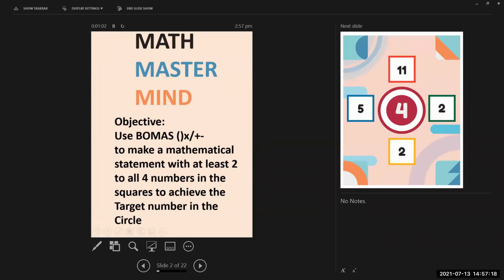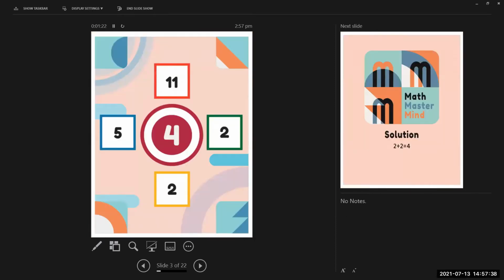Okay. So the objective of Math Mastermind is basically to use BODMAS. So BODMAS is basically brackets, multiply, division, plus and minus, to make a mathematical statement with at least two of the four numbers given in the square to achieve the target number in the circle. So there are four numbers in the square given to you. You must use at least two of the numbers, up to four numbers. So you can use 2, 3, or 4 numbers, and you can only use each number given to you one time. You cannot use a number more than once that's given to you.